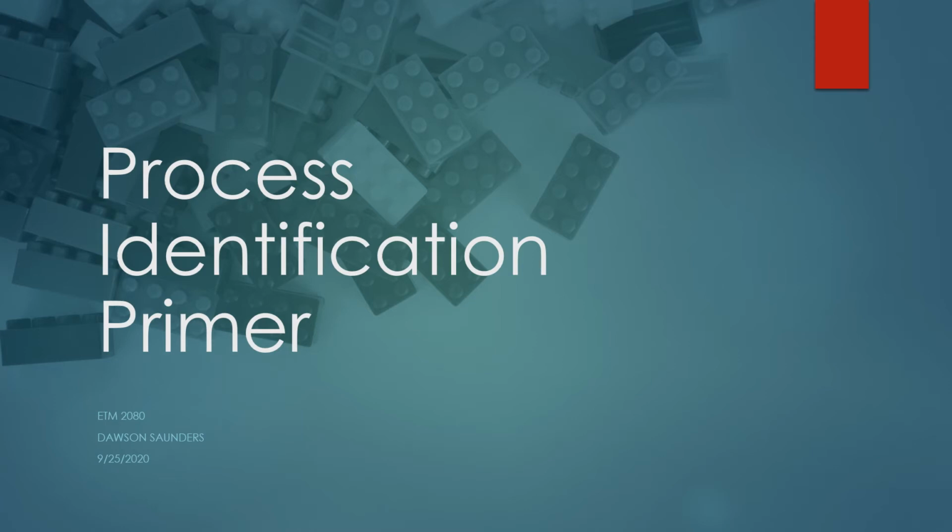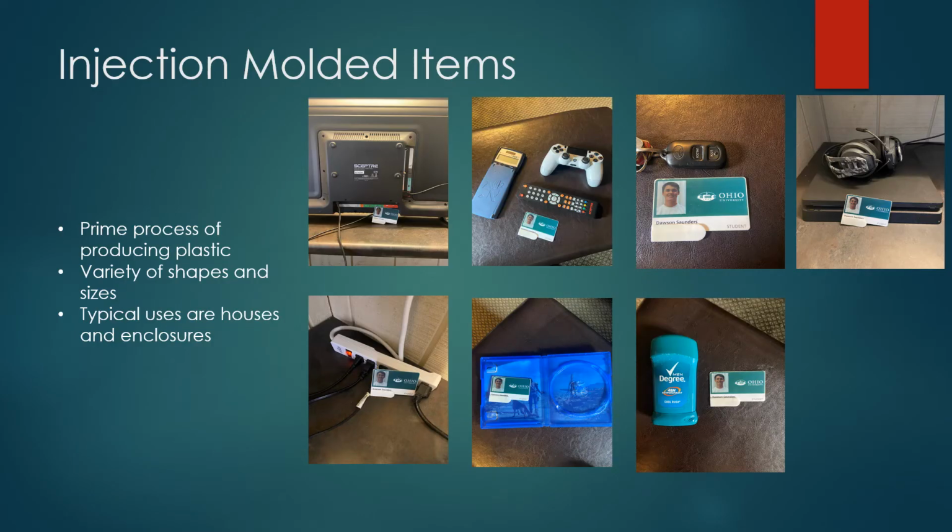Hello, I'm Dawson Saunders, and this is the Process Identification Primer for ETM 2080 Industrial Plastics. Okay, so for the first 10 items, we have injection molded items.